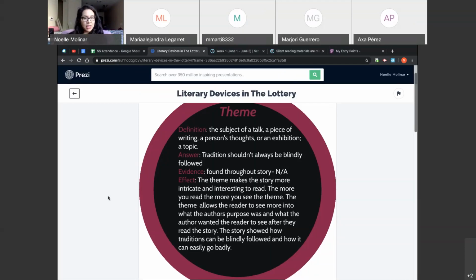So that means that just because something is "we've always done it this way," or it's part of our family, it's part of our history, we just continue. We need to take a pause and say, well, is this the right thing to do? Do I like this? Do I agree with this thing? And for example, in the lottery, this is a very violent tradition that they have in this village, but nobody is saying, wait a minute, let's stop.